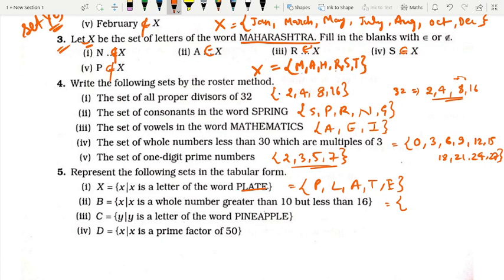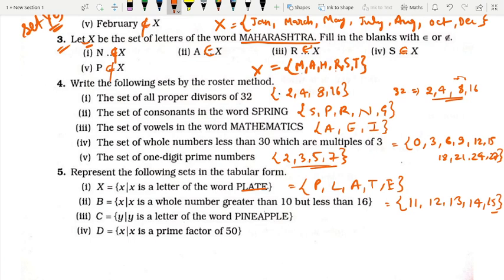B, X is a whole number greater than 10. Greater than 10 but less than 16. So 11, 12, 13, 14 and 15. This one is your answer.